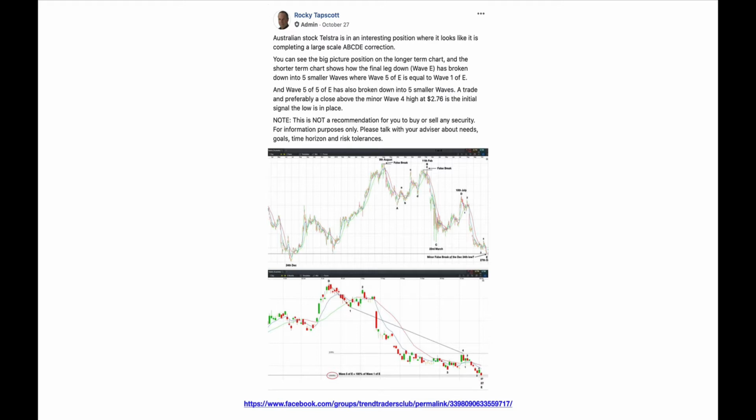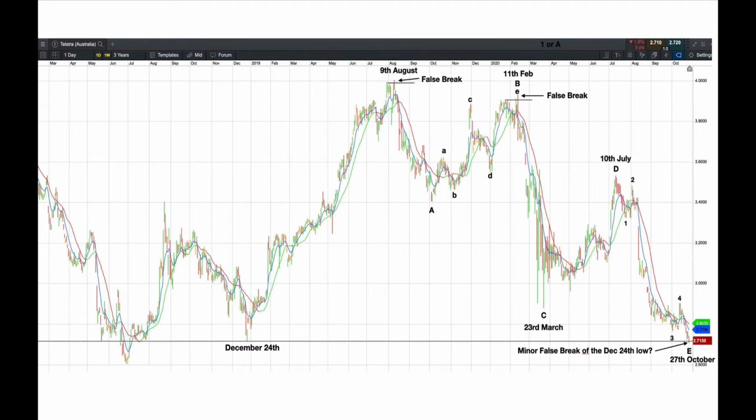So let's go through and have a look at the big picture chart first. You can see here we had this low on December 24th, big rally up, came up, made a high there, pulled back, and then it rallied through this high and then immediately returned. This is what we call a false break here. So it's come through an existing high and reversed immediately and then headed down.